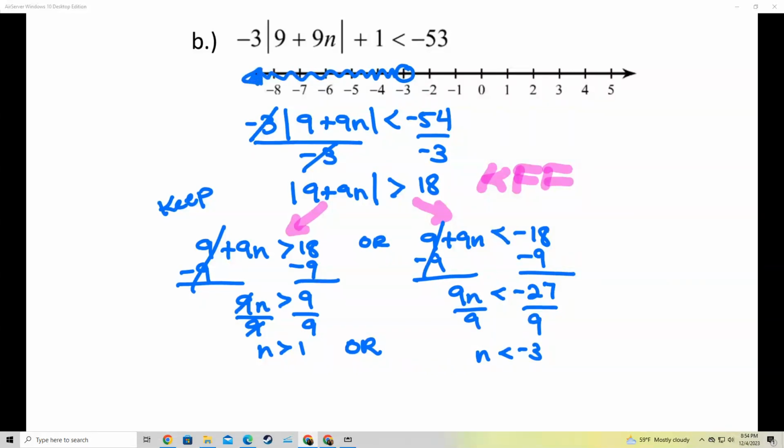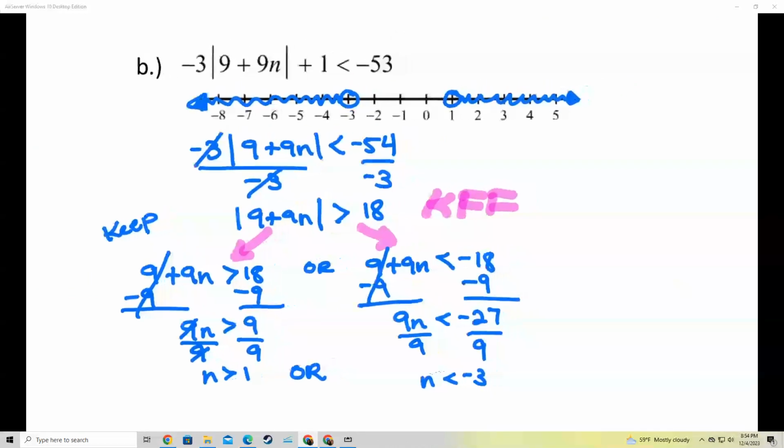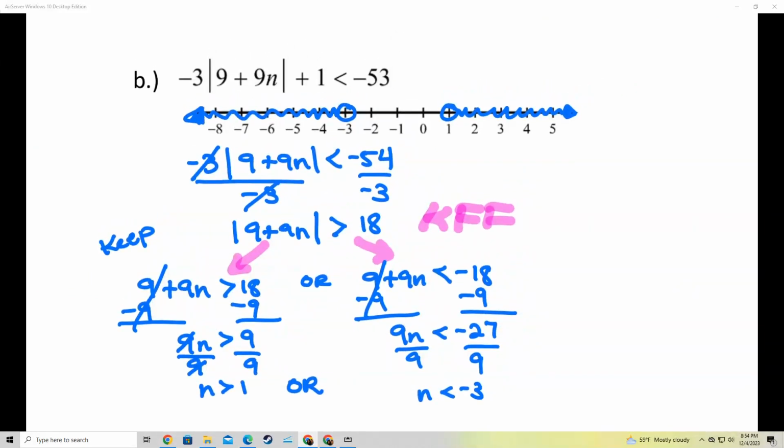And then as far as n is greater than 1, I'm going to circle the 1, and I'm going to shade to the right. Again, I'm not going to shade it because there's no equal sign underneath. In this case, I have two sets. So if I want to write this in interval notation, I need to write two sets. The first set, where does it start? It starts at -infinity, and it ends at -3. The other set starts at 1 and ends at infinity.